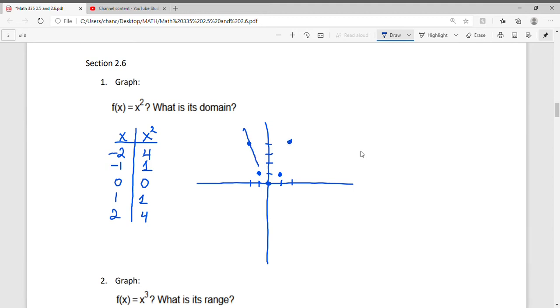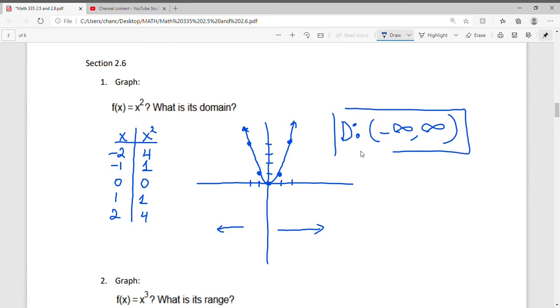So this graph looks like a parabola. This is a parabola facing up, and the domain is how far left the graph goes to how far right it goes. It goes to -infinity to the left and to infinity to the right. This is the domain of our graph.